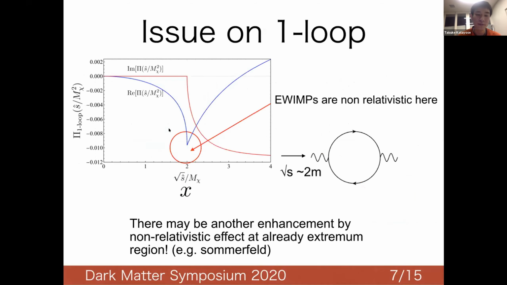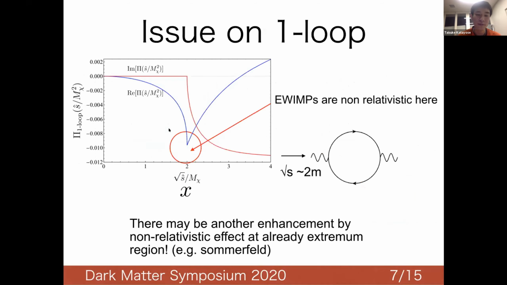So in here, the dark EWIMPs are non-relativistic, and there may be some enhancement by non-relativistic effects, like Sommerfeld enhancement or the annihilation of the WIMP. Okay. So let's calculate higher order. And we calculated the two loops.